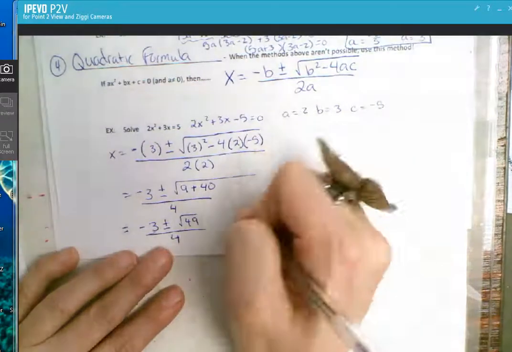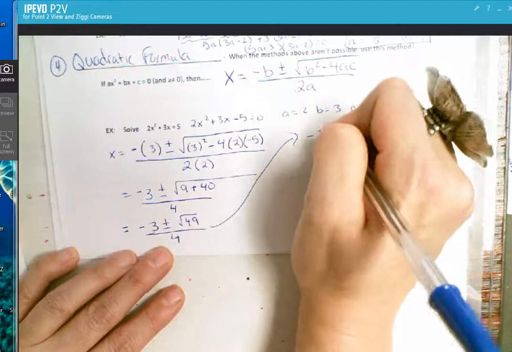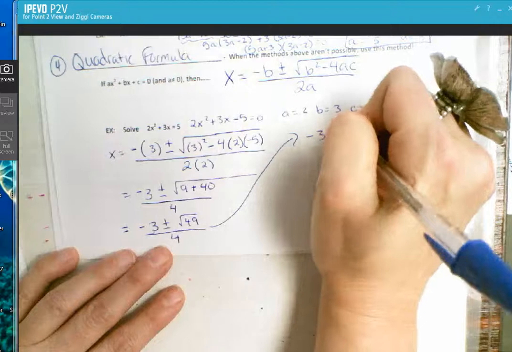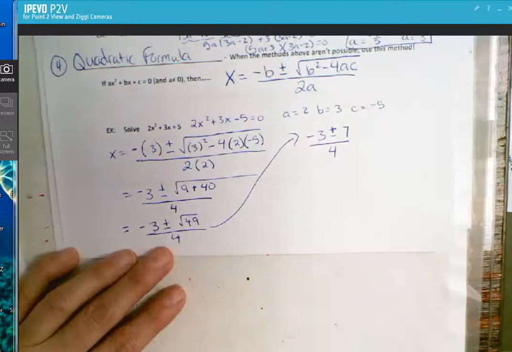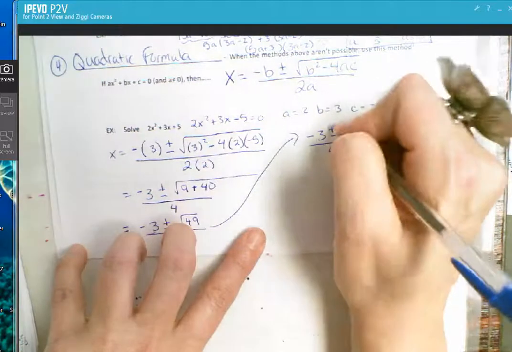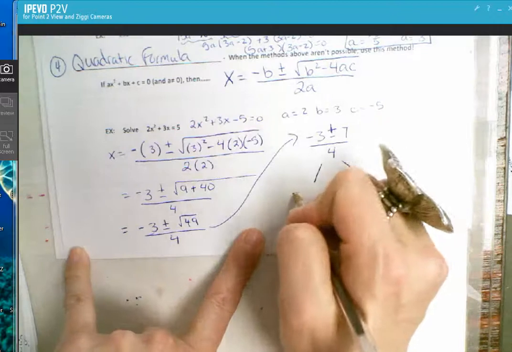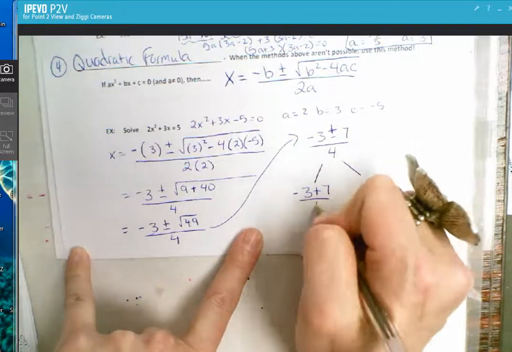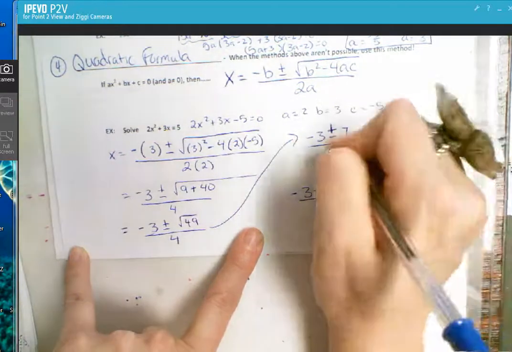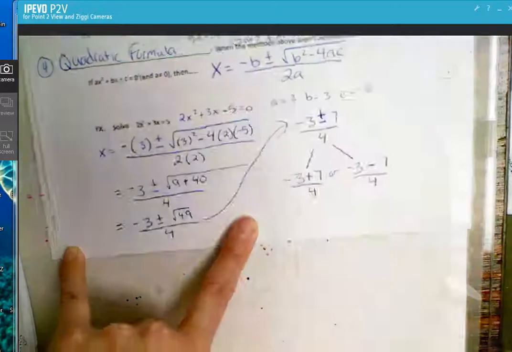So I can still continue to simplify this as negative 3 plus or minus the square root of 49. Well, what's the square root of 49? 7, all over 4. Once I've simplified all the radicals and all the denominator numerator stuff, then I end up having a plus or minus up here though. I need to split it into two different expressions. Negative 3 plus 7 over 4, or negative 3 minus 7, because I have a plus or a minus. Minus 7 over 4, and simplify.